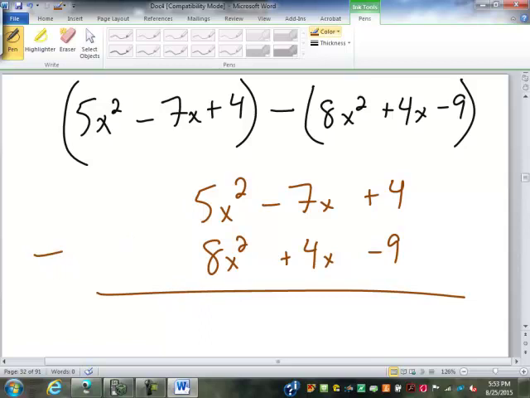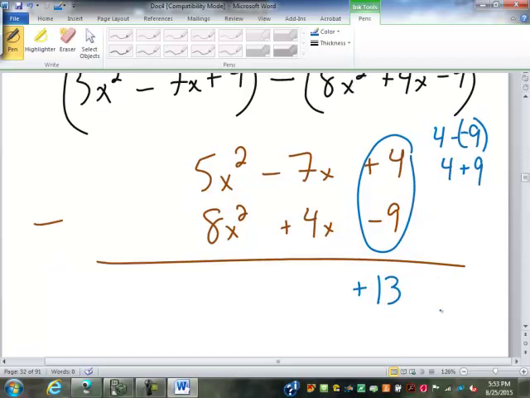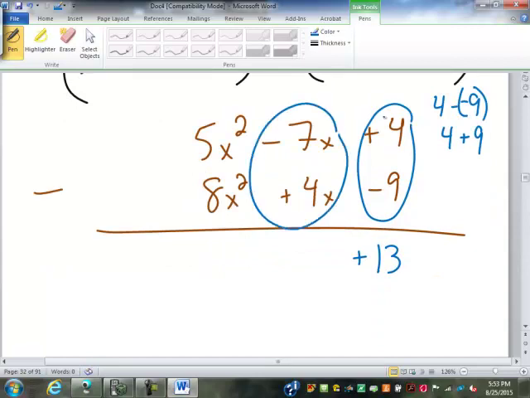And this time, however, we're subtracting down each column. So we have 4 subtract a negative 9. If you recall your rules of integers, 4 minus a negative 9 becomes 4 plus 9. This is a positive 13. Negative 7 minus 4. Negative 7 subtract 4 becomes negative 7 plus a negative 4, otherwise known as negative 11x. Perfect. 5 minus 8, negative 3x squared.